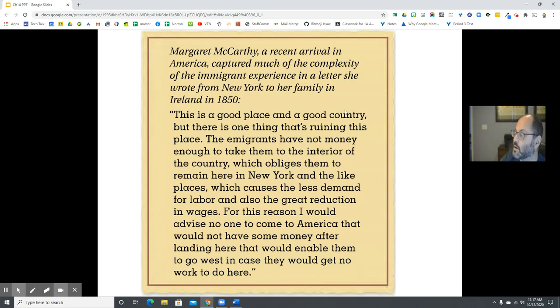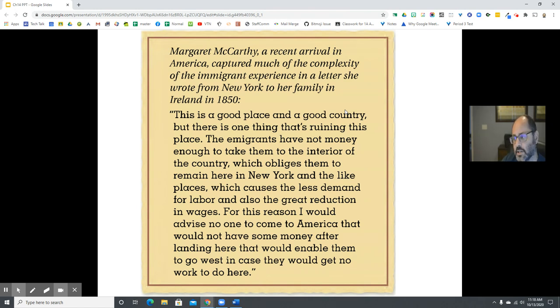So from the German experience in 1847, it's difficult for people to settle, but it's not an impossibility. This is Margaret McCarthy, a recent arrival in America. So this is from an Irish perspective. She captures much of the complexity of the immigrant experience in a letter she wrote from New York to her family in Ireland in 1850. This is what she says.